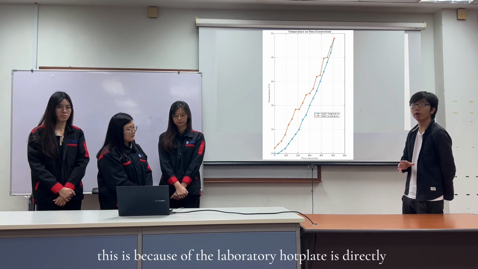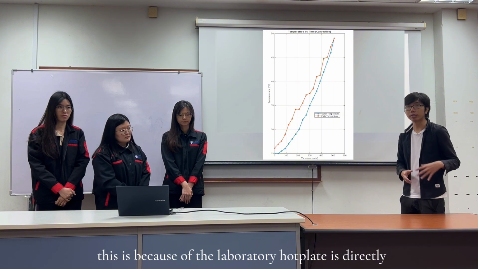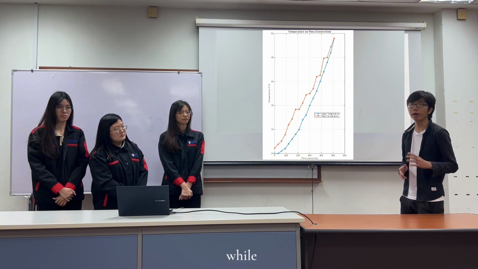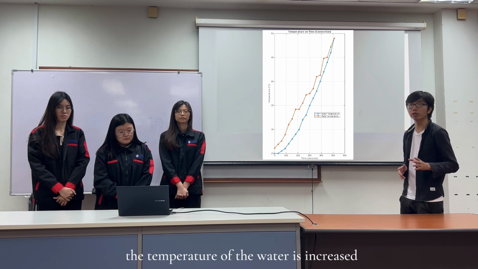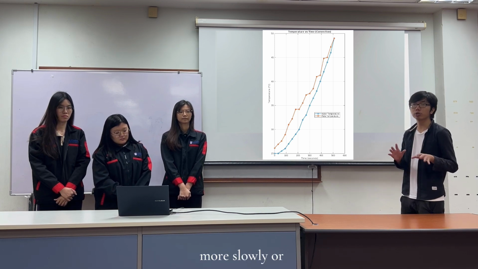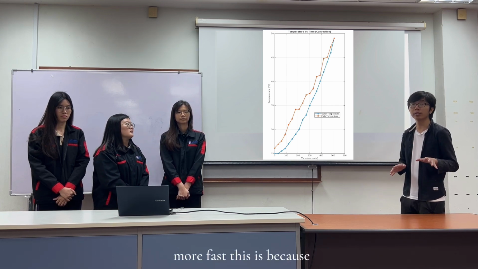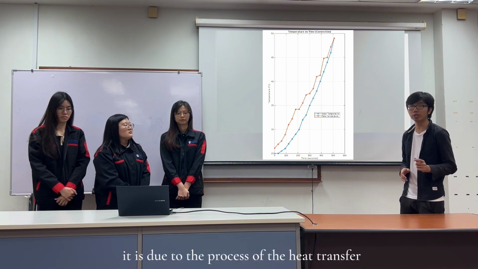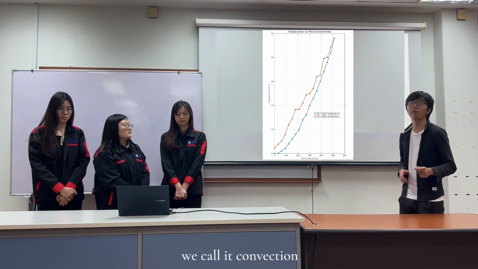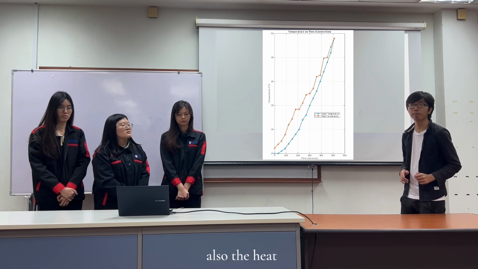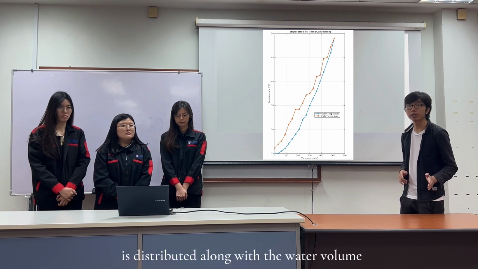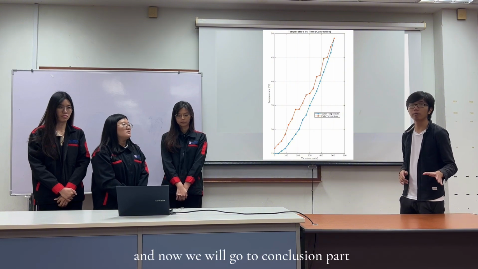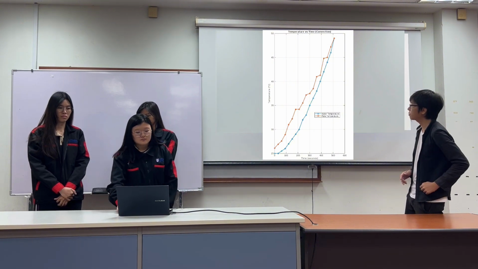This is because the laboratory hot plate is directly heated by the heat source, while the temperature of the water increased more slowly. This is due to the process of heat transfer. We call it convection. Also, the heat is distributed along with the water volume. And now we will go to the conclusion part.